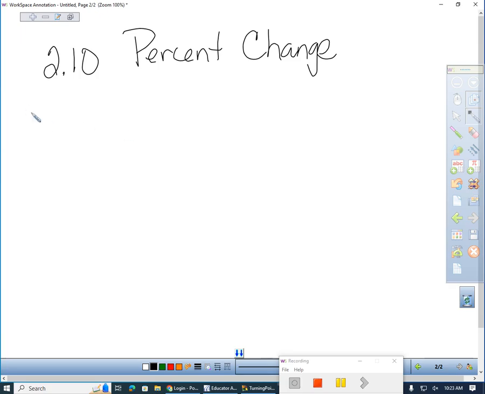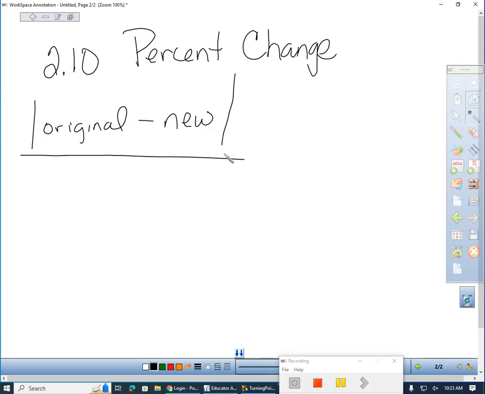To do percent change, it is the absolute value of original minus the new, all divided by the original, and then times by 100.